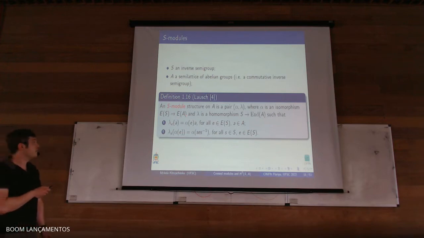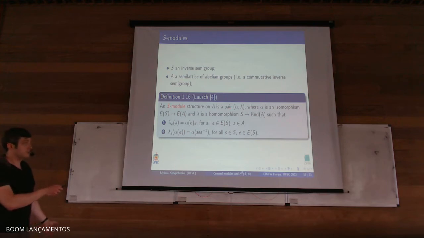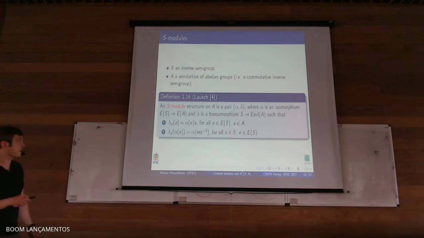This action: if you act on A by an idempotent, this is just a multiplication on the left, by the same idempotent up to this isomorphism alpha. And if you act by S on an idempotent, then it's a conjugation. You know that any inverse semigroup acts on its idempotents by conjugation. And again, you apply this alpha to stay inside your A. So these two conditions should be satisfied. And of course, it should be an action. It should act by endomorphisms in the usual sense, like a semigroup acts.